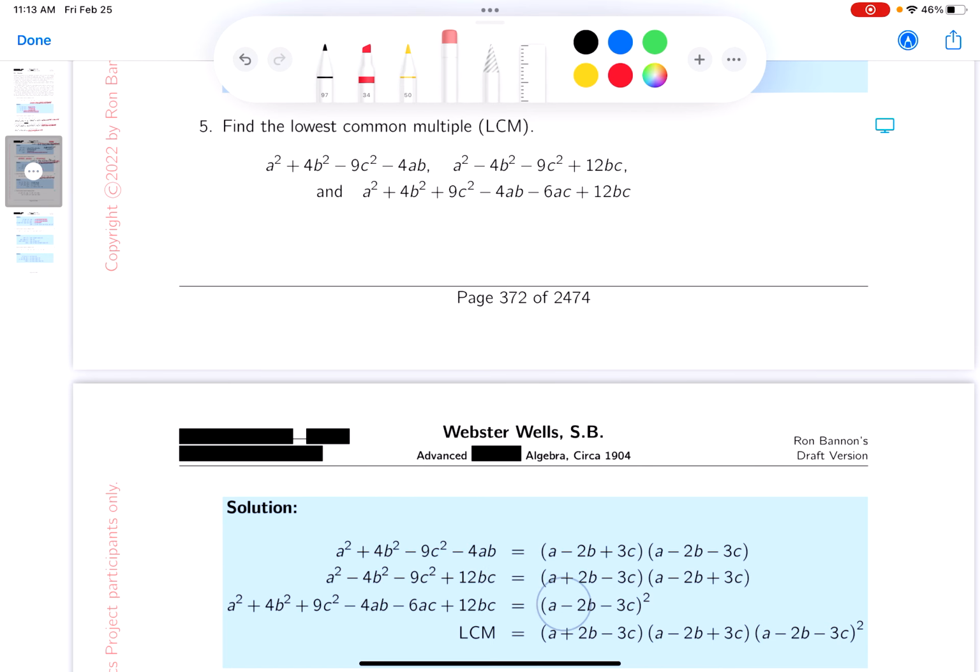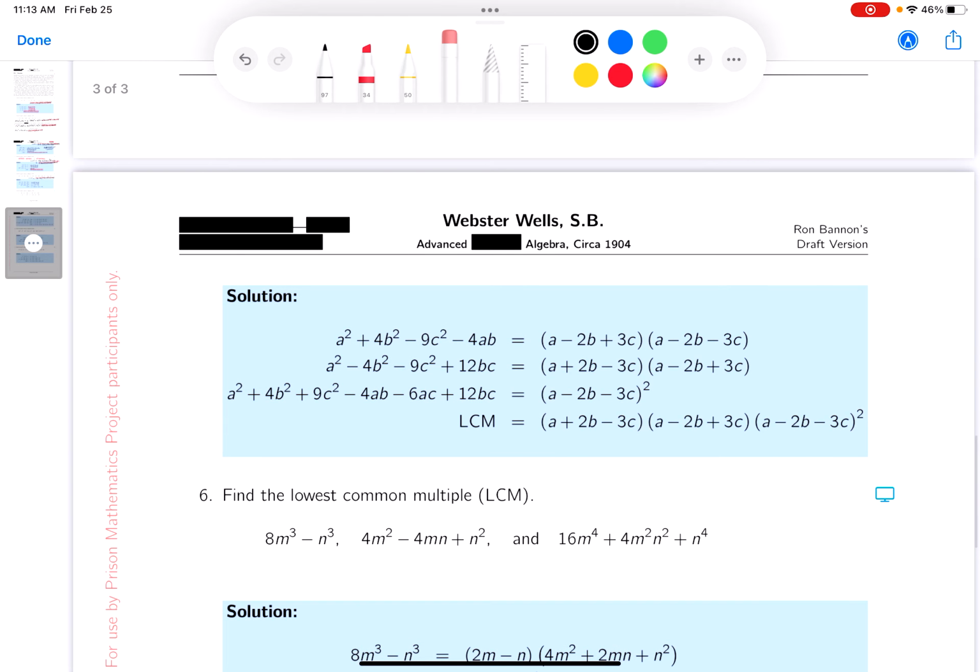We got there. Now, what do I do for the LCM? The LCM must contain those factors, the maximum number of times they occur in any one of those factorizations. But let's look at this one. I definitely see it. Do I see it somewhere else? A minus 2b plus 3c. I see it over there. I don't see it anywhere else in the factorization. I'm done with that. What's the maximum number of times it occurs? Just once. Let's do the next one, which is a minus 2b minus 3c.